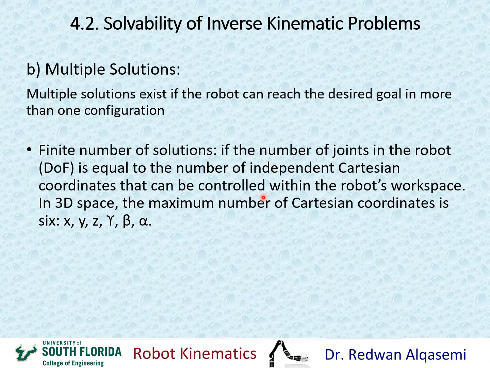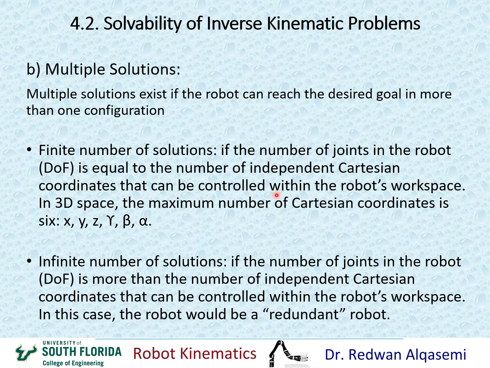All right, so if we have the number of joints equal to the number of Cartesian coordinates we're controlling, then it's possible that we would have a finite number of solutions for our robot. Now we can also have an infinite number of solutions for our robot to go to the exact same point in space. And this happens when the number of joints in our robot is more than the number of independent Cartesian coordinates that we're controlling within our workspace. Okay, in this case, we call this robot a redundant robot.